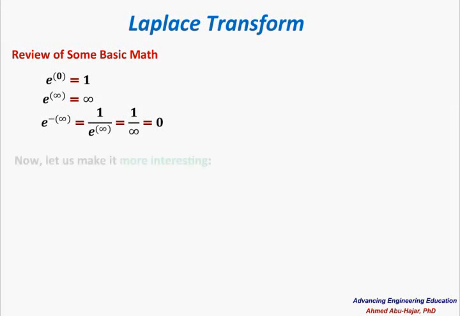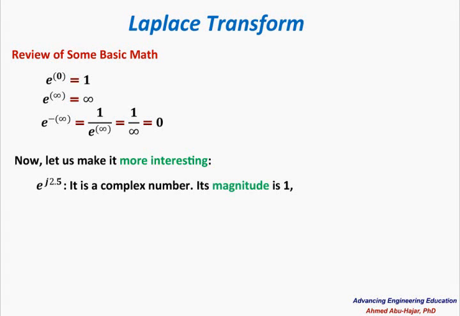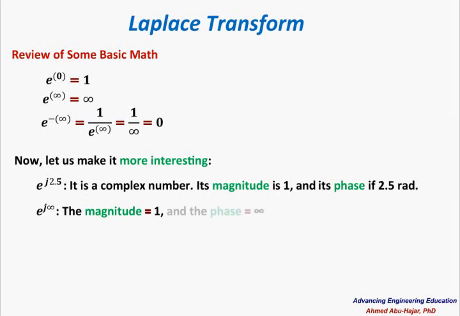Now we would like to make it more interesting. So let's say that we have e to the j 2.5. This number is a complex number. Its magnitude is 1 and its phase is 2.5 radians. How about e to the j infinity? This is another interesting number. It is a complex number. Its magnitude is 1 and its phase is infinity.